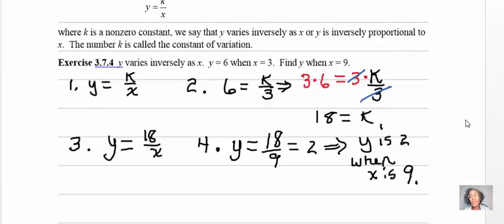And I just want to point out here that we started off with a y of 6 and an x of 3. So notice when our x increased, notice how our y decreased. So our x went from 3 to 9, while our y went from 6 to 2. So in inverse variation, when x is increasing, y decreases.